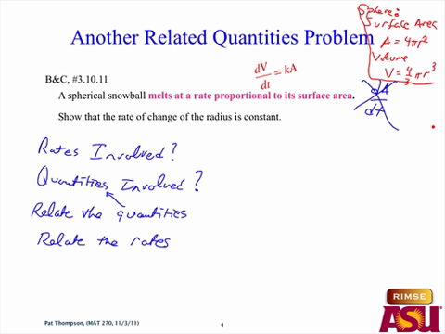What are the rates involved? Rate of change of volume and rate of change of radius. So what are the quantities? It's so easy. It's like falling out of bed. Radius and volume. If you get the rates right, this is the easiest thing. Those are what you want to relate. Relate those two quantities.